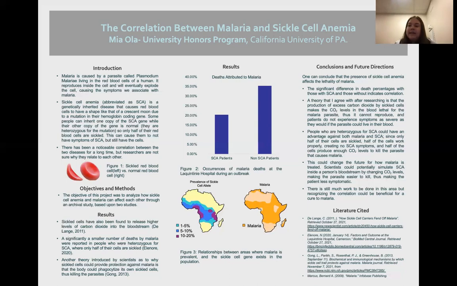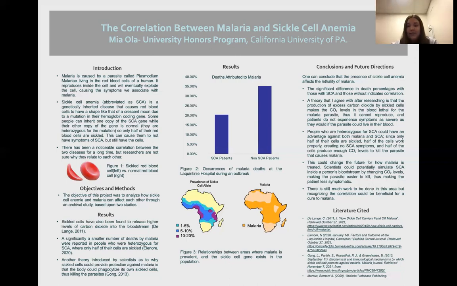And I think that this is important because it could lead to more research on how we can cure malaria and how there could be treatments available, not just for symptoms, but actually to treat the problem at its cause.